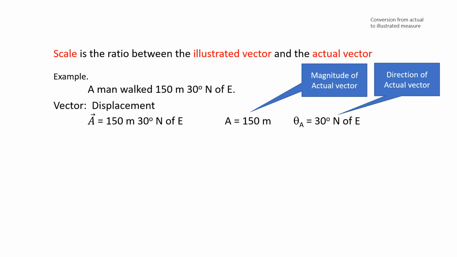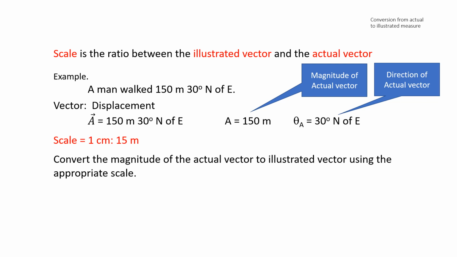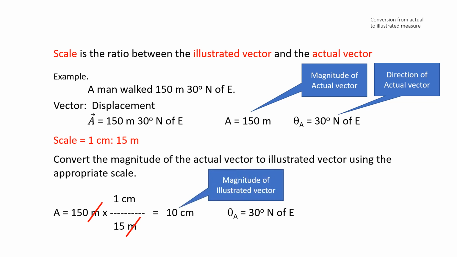Thinking of a short bond paper as the illustrating paper, 1 centimeter to 15 meters could be an appropriate scale. The next thing to do is to convert the actual vector to an illustrated vector using the preferred scale. Similar to converting measures from one unit to another, the illustrated vector has a magnitude of 10 centimeters. The direction remains the same.